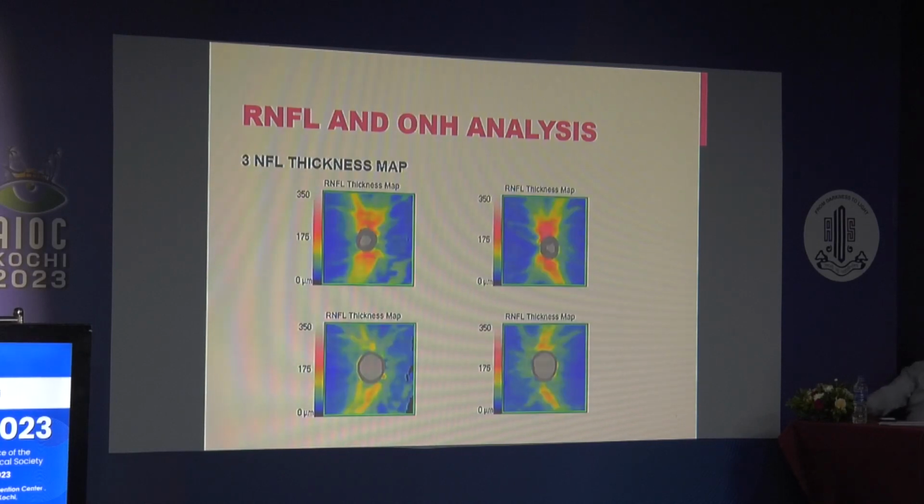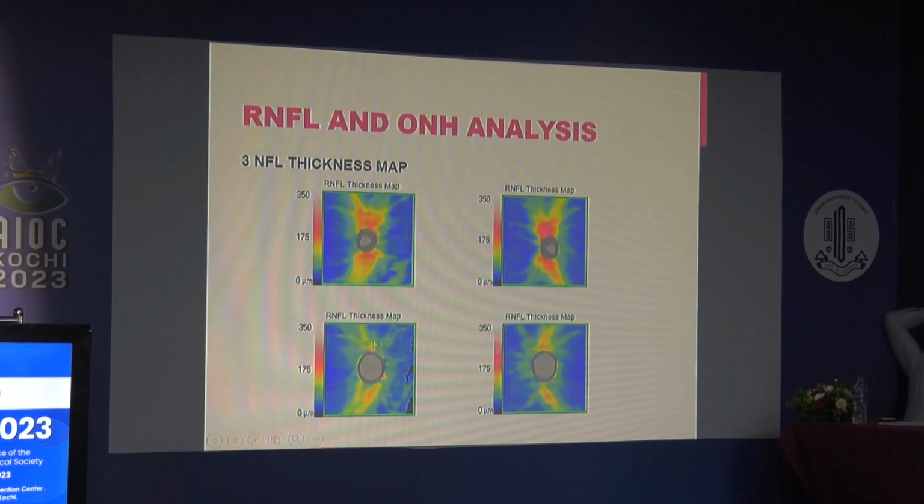This is the NFL thickness map. It is basically a topographic representation of the thickness. In a normal patient, it should look like this, in an hourglass pattern of red and yellow. And the values are given here, color coding is given according to the thickness, and this is normal.